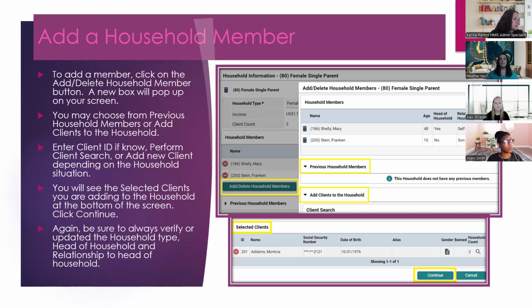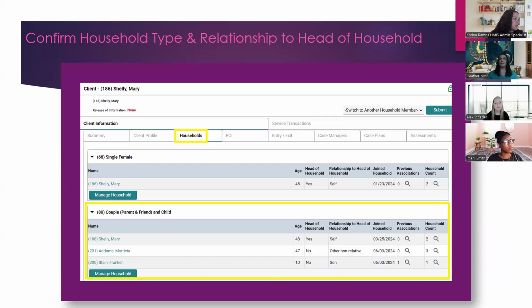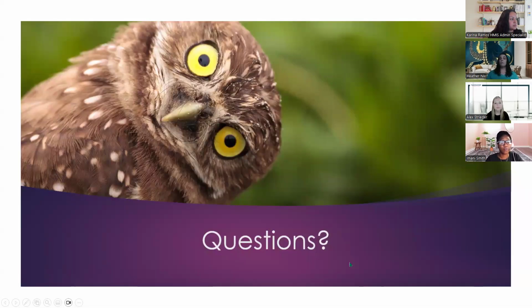We never want to delete anyone. We want to make sure we're entering that date that they're exiting, or the date that they're coming in is the date that we're adding them. And this shows that we searched for Morticia and we went ahead and added Morticia to the household. Okay, so we can see down here, we chose a new type of household. We designated who's head of household, one and only, and then the relationship to head of household. That is managing households.